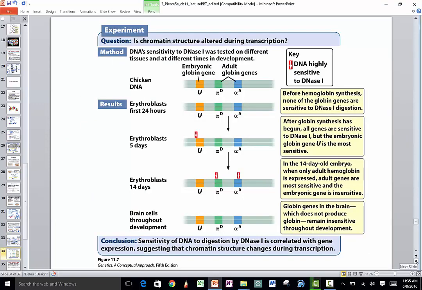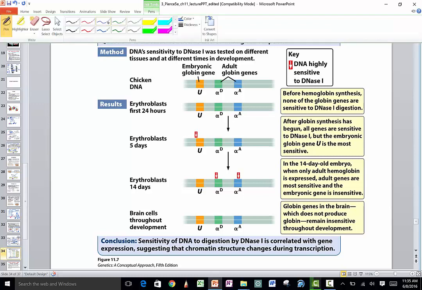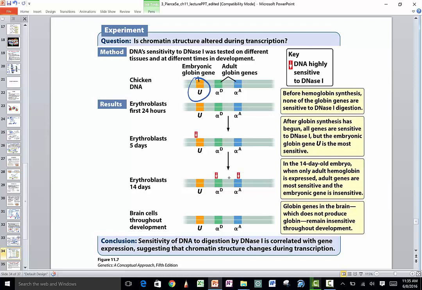So this is a confusing diagram. These little red arrows are just pointing to a region that is a hypersensitive site. And these are different cells. This is the developing chicken embryo, and at different stages of development, a different hemoglobin gene is expressed. So early on in development, this gene is expressed, and then in the adult, these genes are expressed.